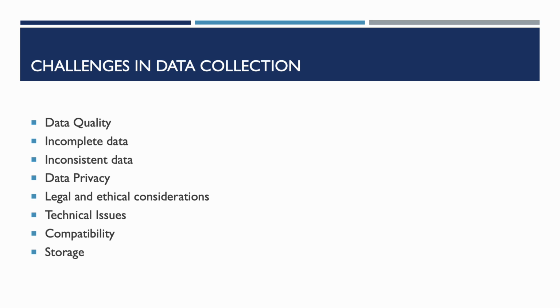Okay, so to start with, data quality is one of the primary challenges. Issues such as inaccuracies, inconsistencies, and missing data can undermine the reliability of our analysis. Poor data quality often stems from errors during collection or discrepancies between sources. So incomplete data and inconsistent data are similar in this data quality category.